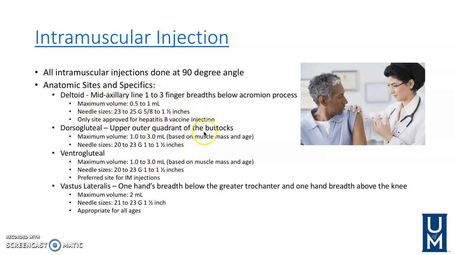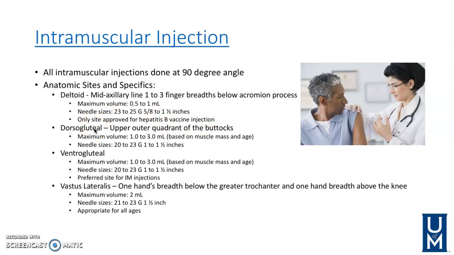So here, 23 to 25 gauge needle, 5/8 to 1.5 inches, depending on really the thickness of this arm. How much subcutaneous tissue do we need to go through depends on the length there. And then a lot of our vaccines can be given through the deltoid muscle. So our hepatitis B vaccine, this is actually the only site it's approved for.